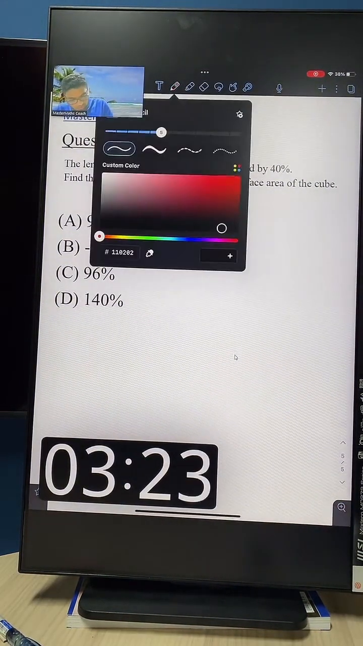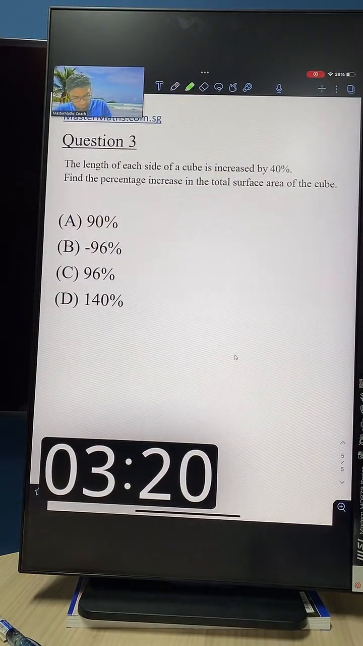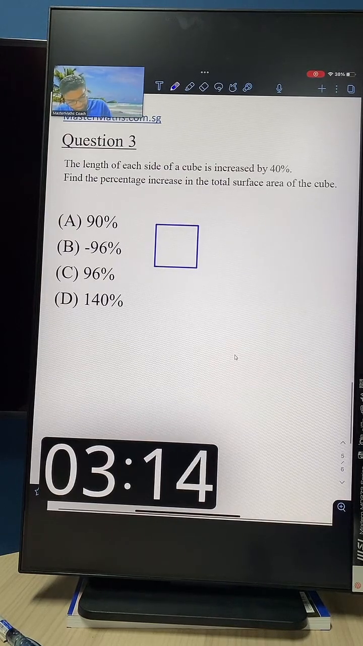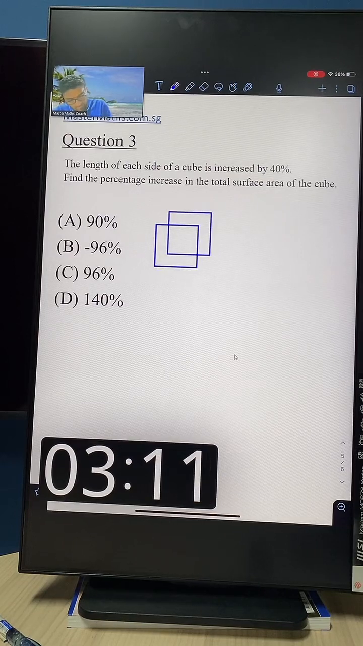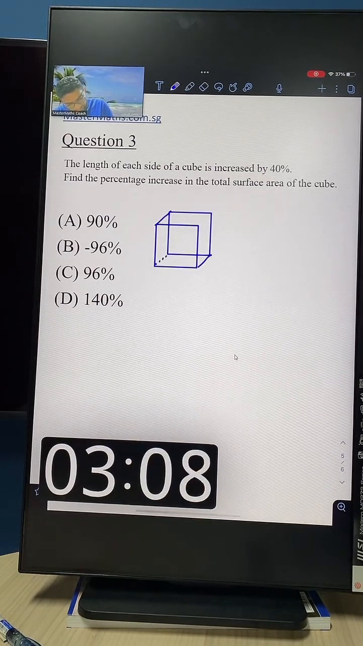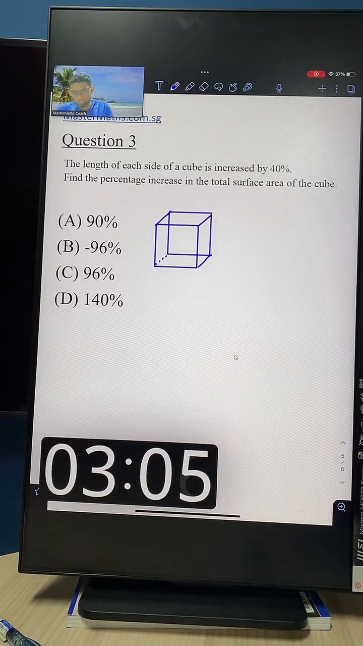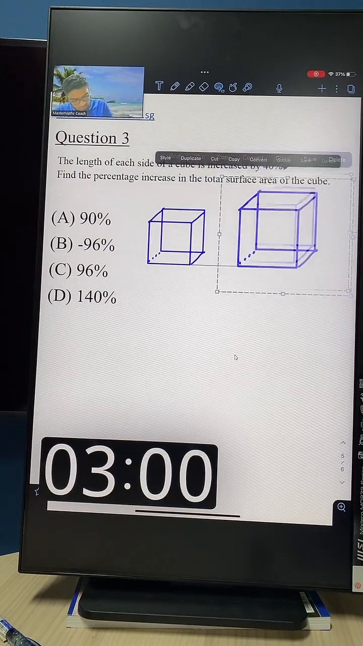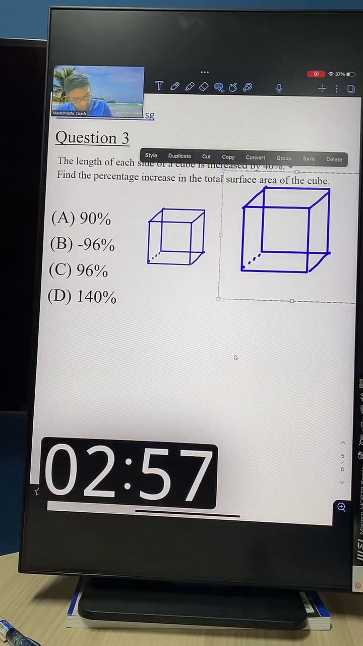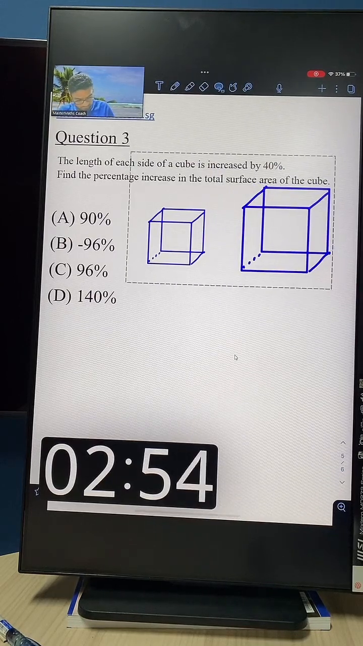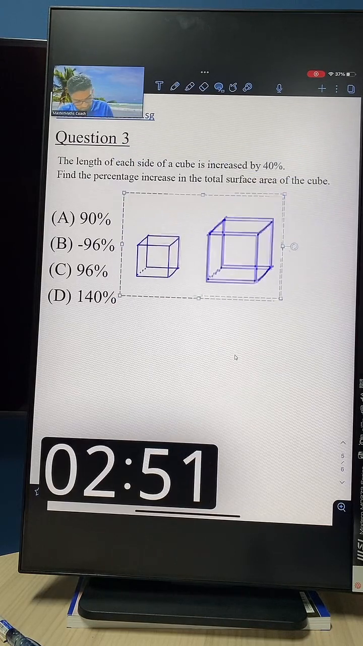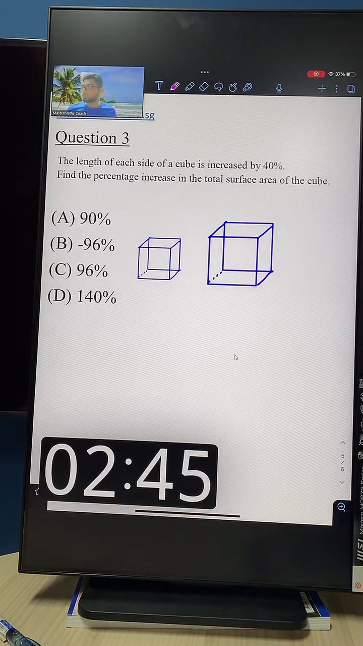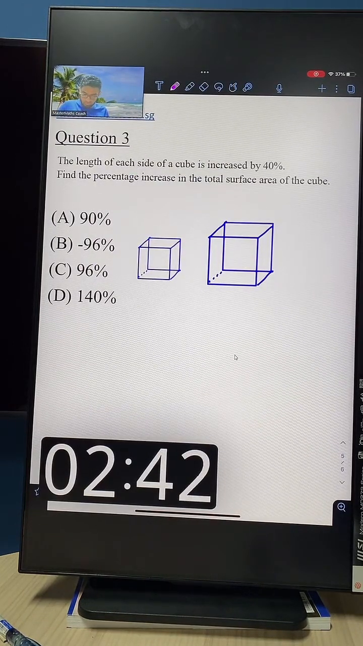Okay, so let me use blue color. So this is the cube, and the cube has increased in size. Okay, I'm going to duplicate this to be slightly bigger now. Okay guys, you have about 2+ minutes left for this particular example.